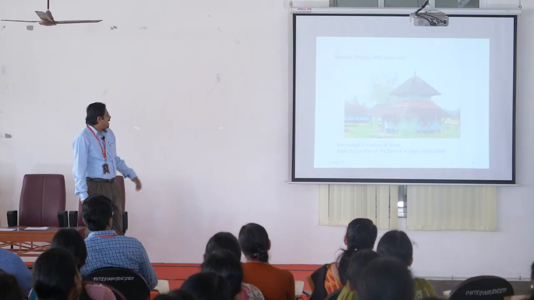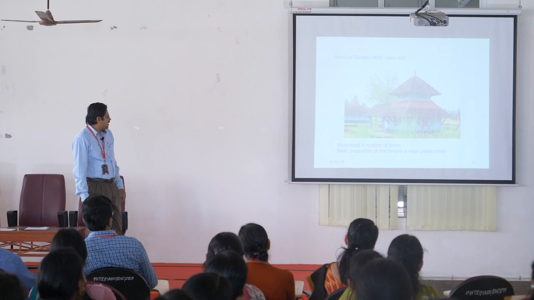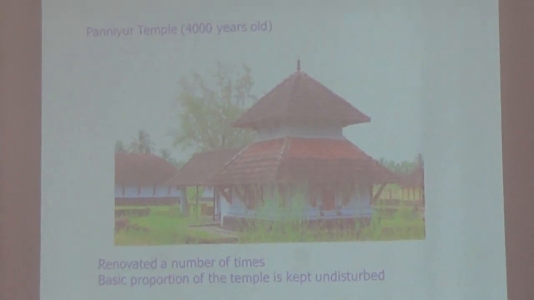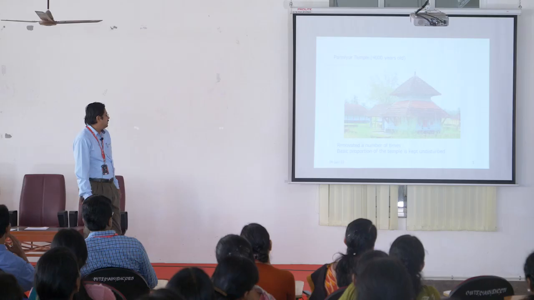And this is an example of traditional architectural practice. This is Panur temple, which is believed to be 4,000 years old as per temple sources. And this has been renovated a number of times, but the basic proportion of the temple is kept undisturbed.